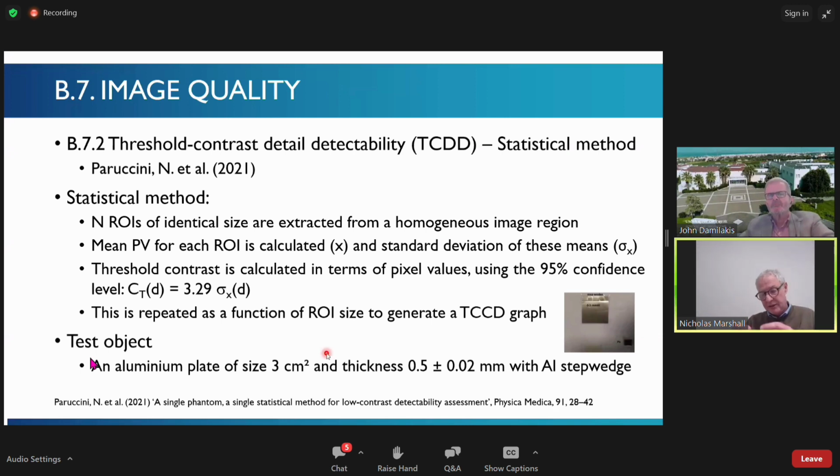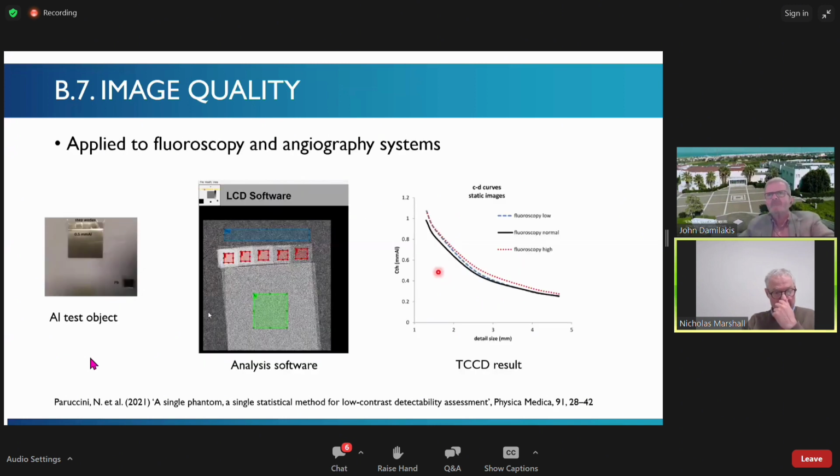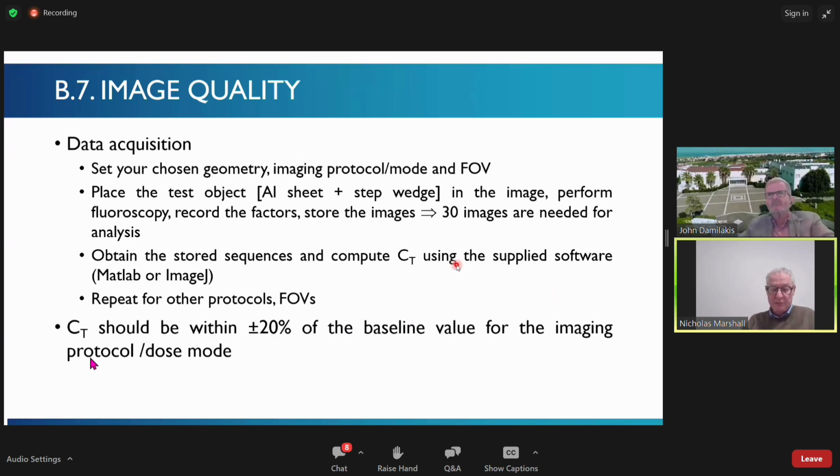And then you extract ROIs of different sizes from this region here. Here's your image of this. You use the measured pixel values and the step wedge to convert to an aluminium equivalence, and then you can calculate a contrast detail curve for different fluoroscopy modes, for example. This uses fewer images than the SNR squared method, but it's basically just using the noise in the image. If you can see that, there's no target here.